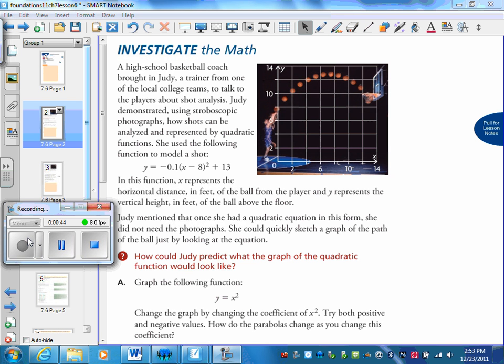In this function, x represents the horizontal distance in feet to the ball from the player, and y represents the vertical height in feet of the ball above the floor. She mentioned that when she has a quadratic equation in this form, she did not need the photograph. She could quickly sketch a graph of the path of the ball just by looking. How could she predict what the graph of the quadratic equation would look like? She was just given this equation, and she could predict what it looks like.